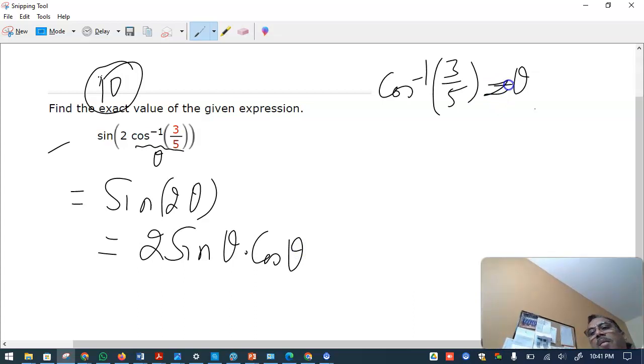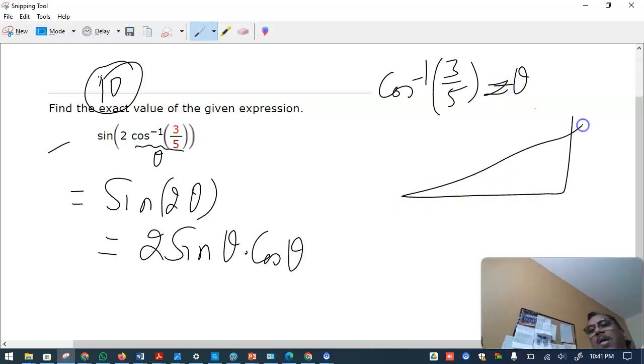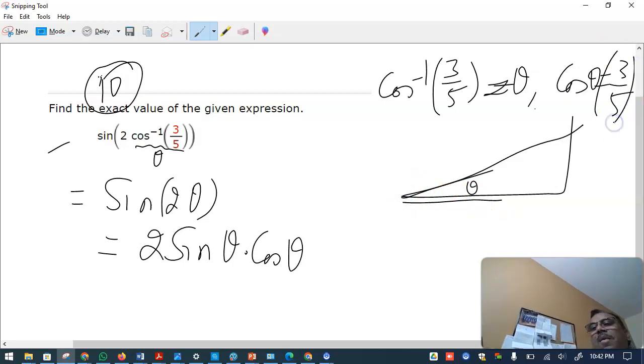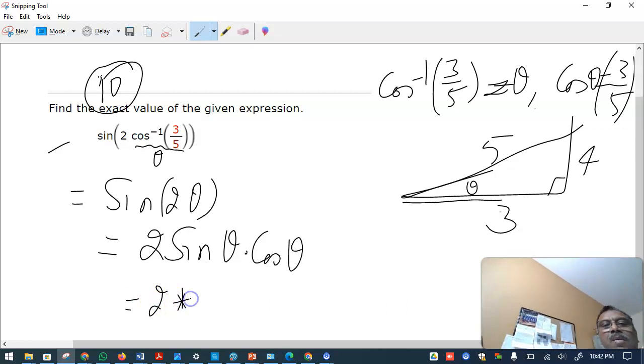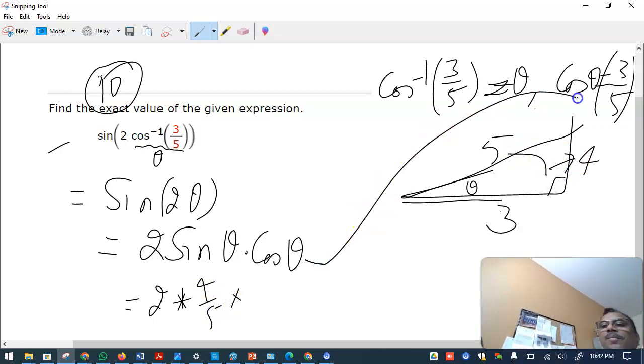In other words, this is theta. That means you draw a triangle. That means cosine theta is 3/5. So if this is the angle theta, cosine is adjacent over hypotenuse, so this is 3/5. The other side is 4. So you know already the answers. So sine is opposite over hypotenuse, 4/5, and cosine is 3/5.